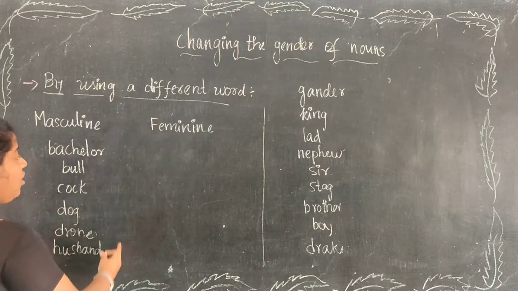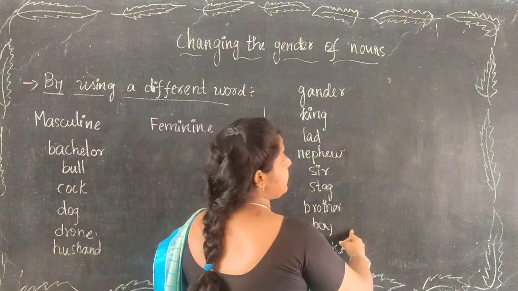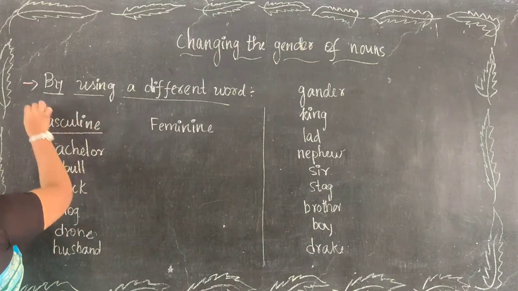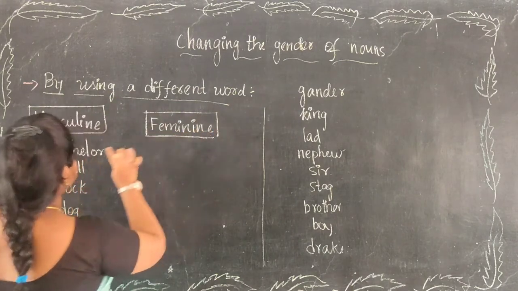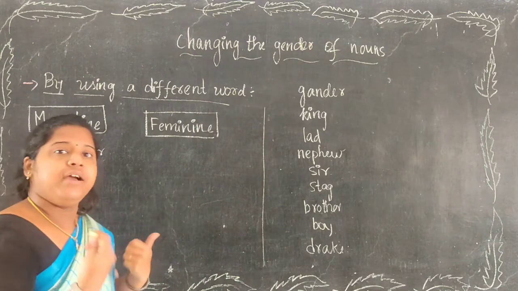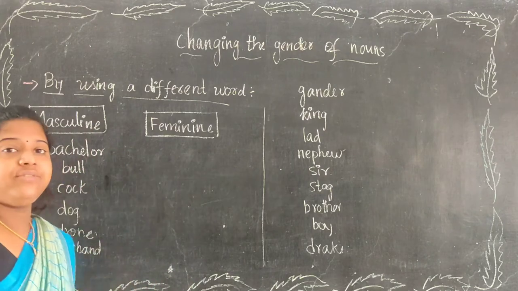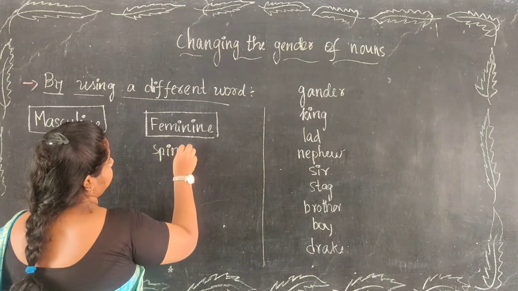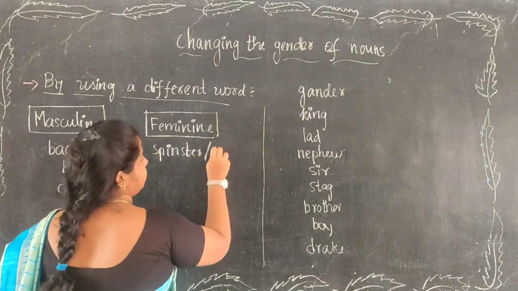Here this is a column for the masculine and this is a column for the feminine gender. For example, first one, bachelor. Bachelor is for boys, but for girls we say spinster, or else we can say maid.